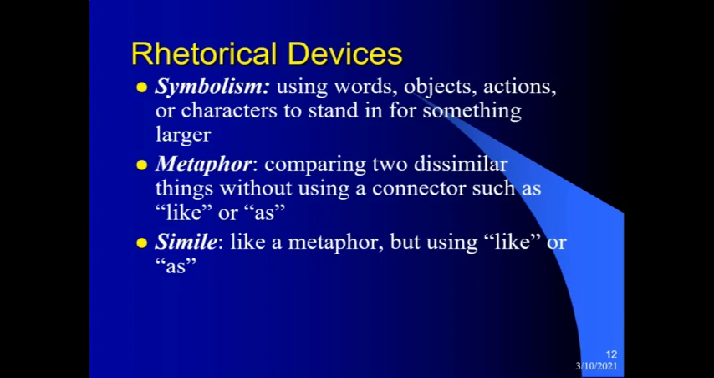Simile is comparing two dissimilar things using a connector such as like or as, whereas a metaphor doesn't use those connectors and simply says that the thing is this. So in the famous line, "My love is like a red, red rose," it's simile. If you were to say, "My love is a red, red rose," it would be a metaphor, and that would intensify what is being said about the person in that particular work.